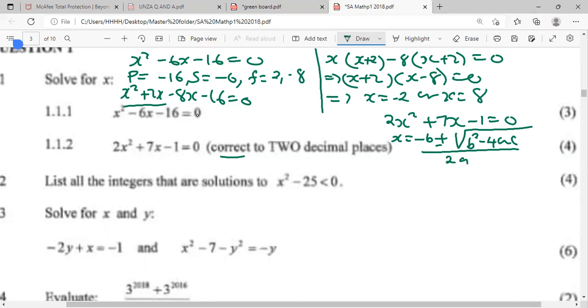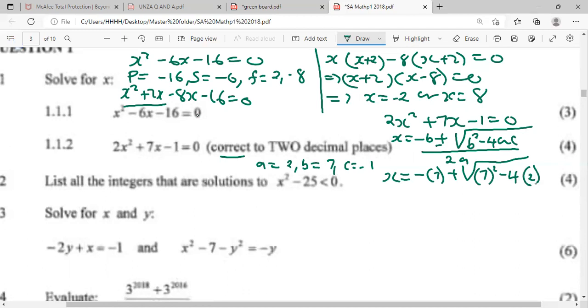Now, here, our a is the coefficient of x squared, which is 2, our b is 7, and our c is negative 1. So you need to do the correct substitution. You're going to say x is equal to negative 7 plus the root of 7 squared minus 4 times a, our a is 2, and times c, our c is negative 1. Everything throughout should be divided by 2 times a, and our a is 2.